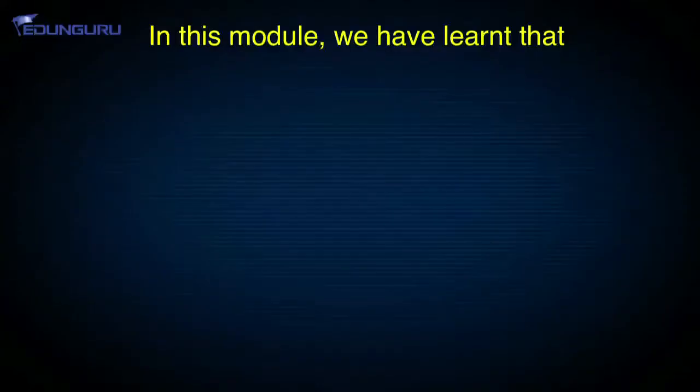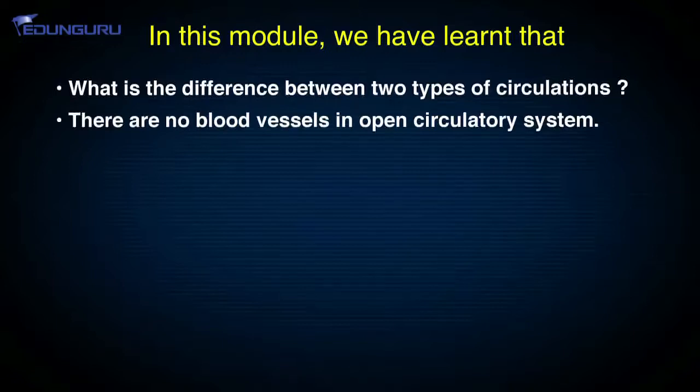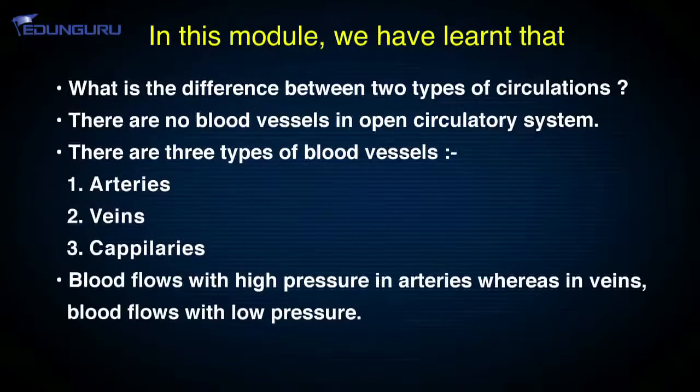Thank you. In this module, we have learned the difference between two types of circulations. There are no blood vessels in an open circulatory system. There are three types of blood vessels: arteries, veins, capillaries. And blood flows with high pressure in arteries, whereas in veins, blood flows with low pressure.